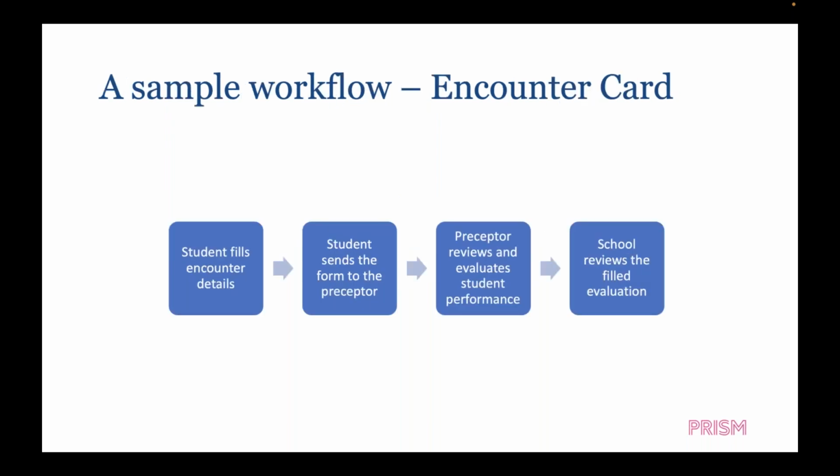Let's move on. So today what we will do is we'll take an example of a form called encounter card. We'll just go through the whole workflow, what the screens look like on Prism, and how different actors within the workflow can access the forms. Once we go through that, then we'll look at the report and how exactly the competencies are getting tracked.